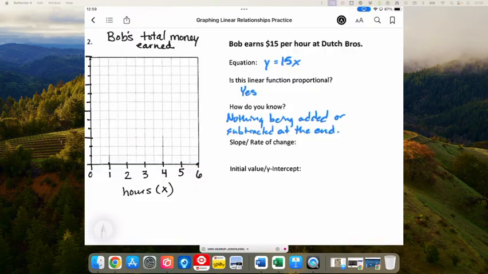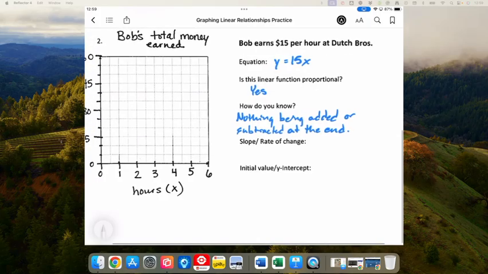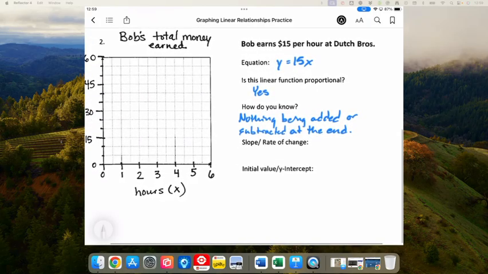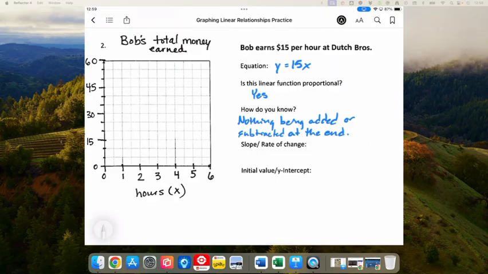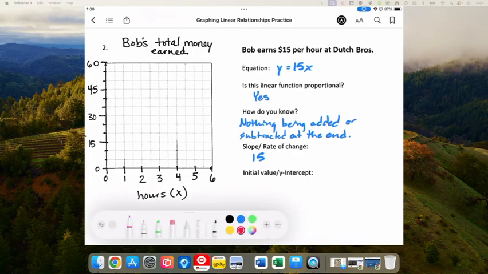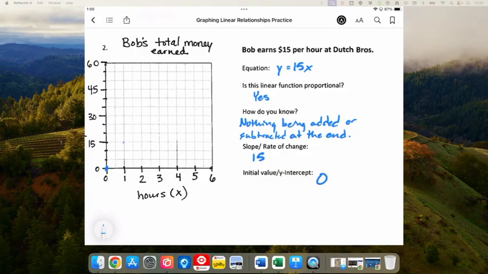Okay, the slope or rate of change here is how much it is changing by for every hour in this case. So his amount earned is changing by $15 each hour. And then the initial value, or the y-intercept, again, there is nothing being added to the end. So that's the equivalent of plus 0. And so our initial value, or y-intercept, is 0. In the case of Bob here, he gets $0 when he works 0 hours, $15 for 1 hour, $30 for 2, $45 for 3, and $60 for 4.